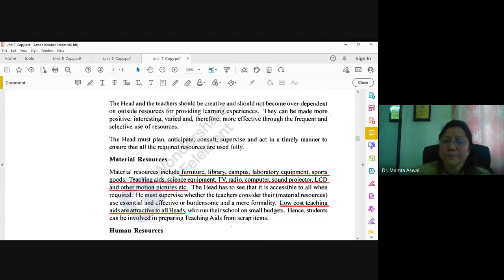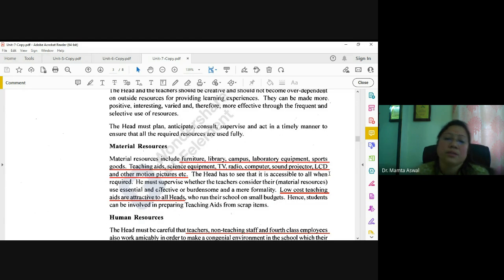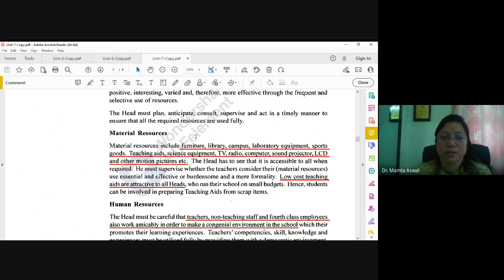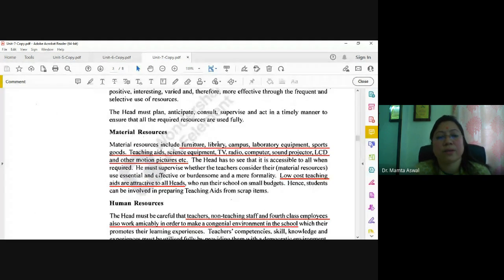So if we talk about material resources, what material resources can be utilized? The furniture required, library is required, laboratory equipment is required, sports material is required.